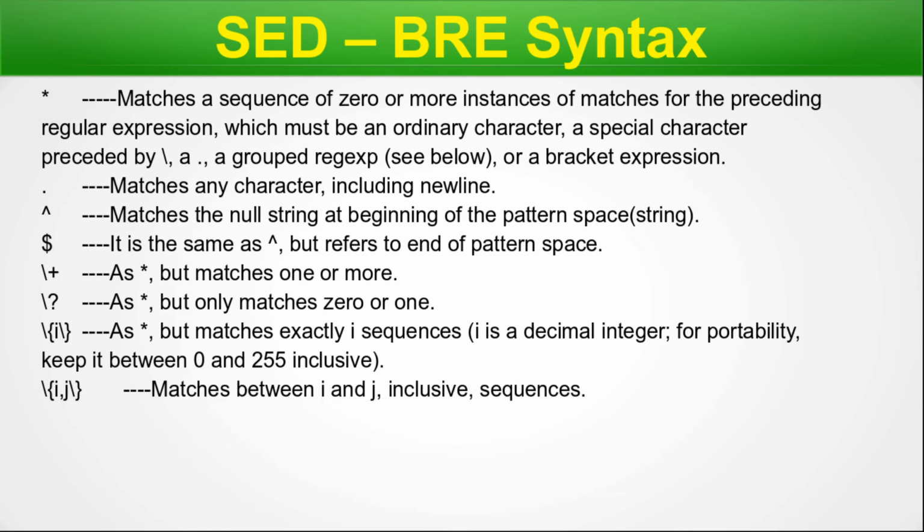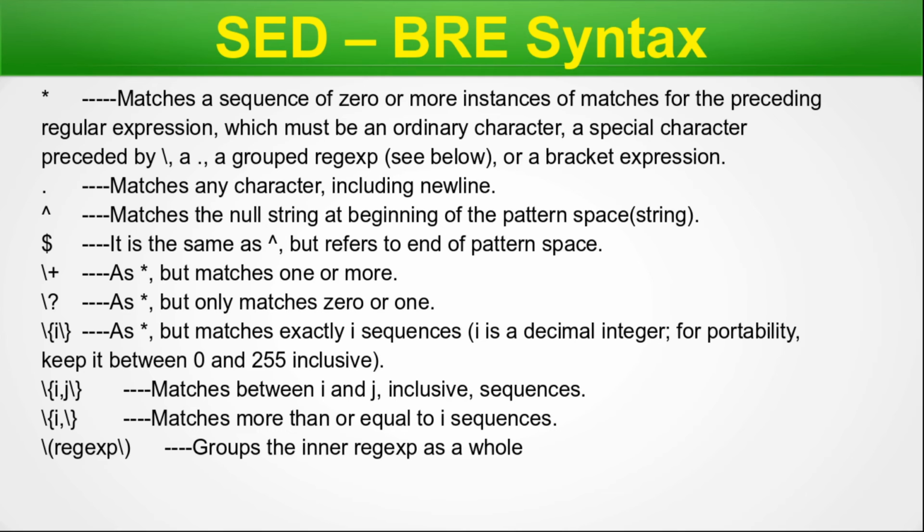Then ij, it means matches between I and j, inclusive sequences. So here you are giving a limit from I to j, and this particular syntax matches more than or equal to I sequences. Okay, so that means I sequences it could be, okay, or more than that.